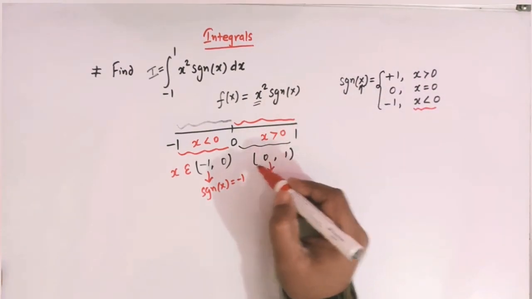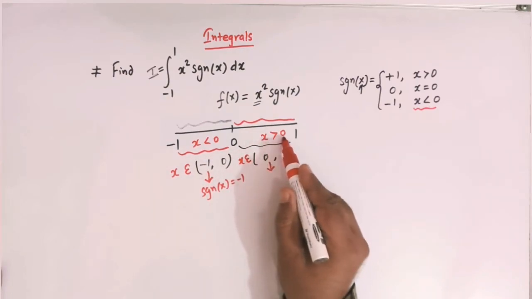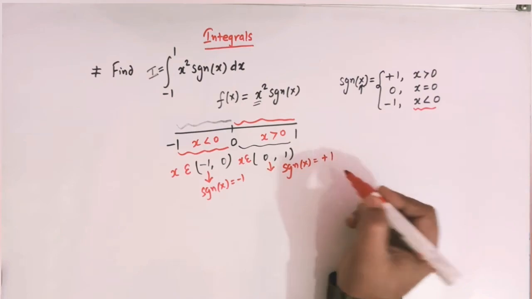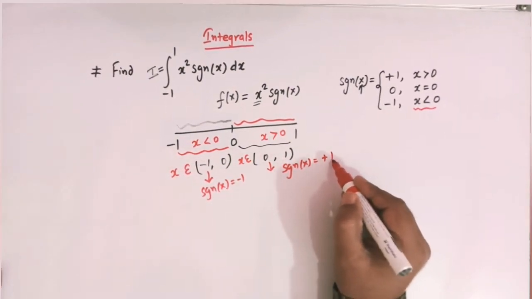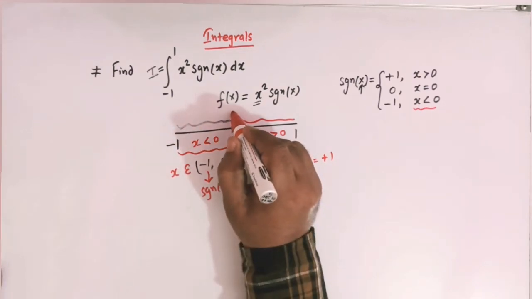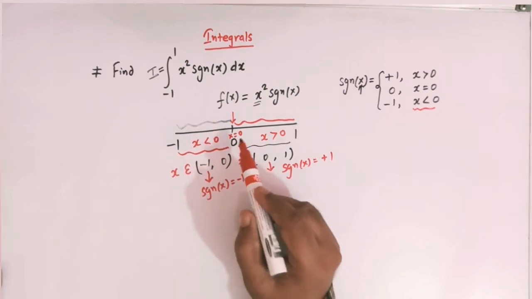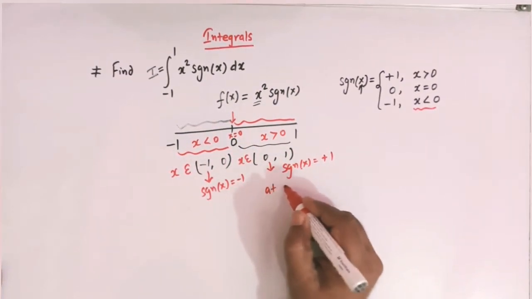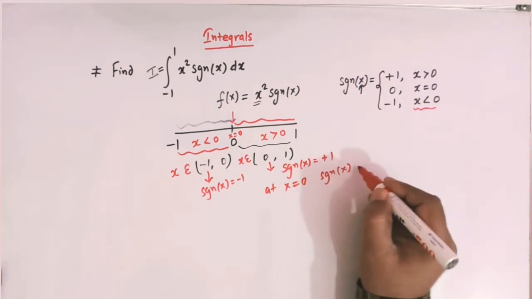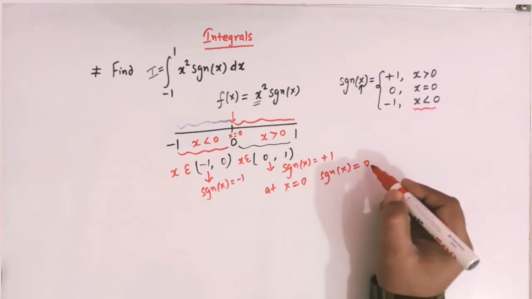So when x belongs to the interval 0 to 1, all values of x are greater than 0, so signum of x will take the positive value. So +1 is the value for signum of x when x belongs to 0 to 1. And here we have the point x is equal to 0, where signum of x is equal to 0 as per our definition. So signum of 0 is equal to 0.